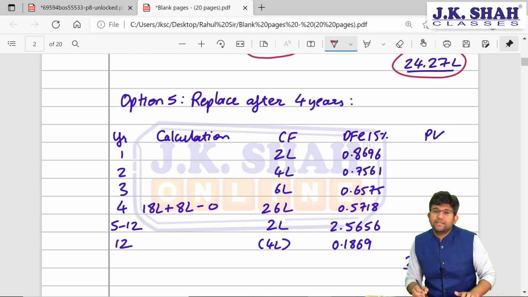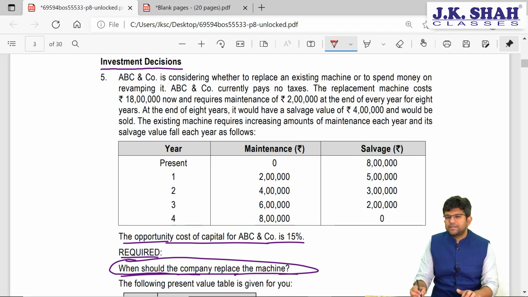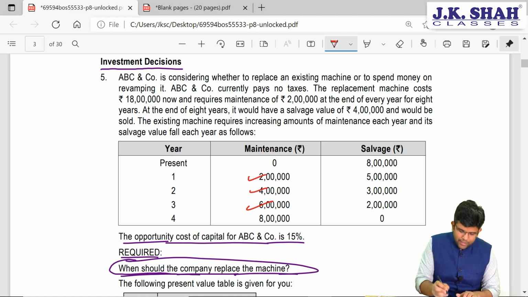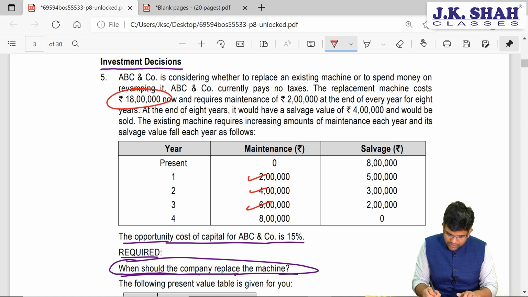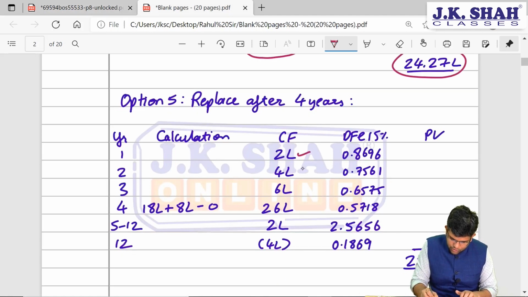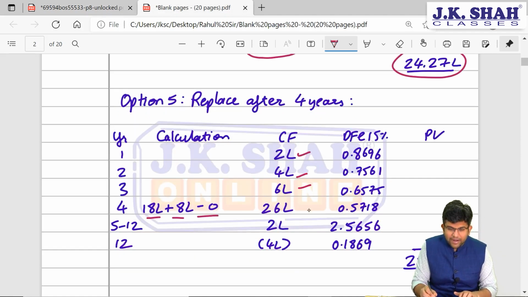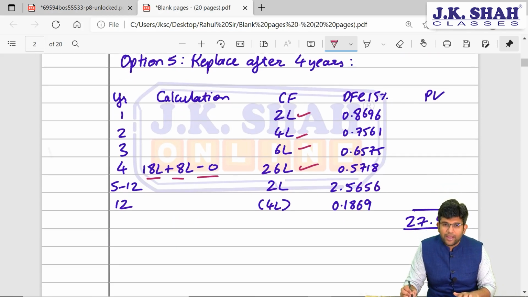So now let us understand this particular option, that is to replace the machine after 4 years. If you decide to replace the machine after 4 years, children, I'm pretty sure you understand years 1, 2 and 3, you'll have to incur the maintenance cost of the existing machine. End of 4th year, you'll have to spend 18 lakhs for the new machine, incur 8 lakhs for the maintenance of the existing machine for the 4th year, and when you sell, you will be getting absolutely nothing. So can I say 2, 4 and 6 for the first 3 years, and at the end of the 4th year, 18 lakhs plus 8 lakh minus 0, correct? 18 lakhs plus 8 lakh minus 0, 26 lakh, children, will be your cash flow at the end of 4th year.